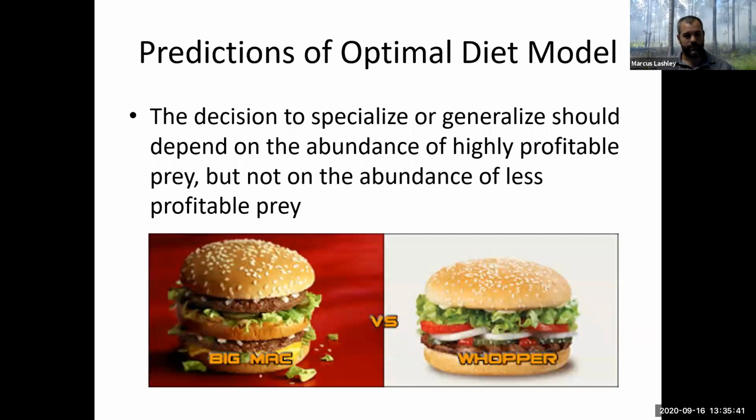The decision to specialize or generalize depends, again, on the abundance of that most profitable prey, not the abundance of the less profitable. And when I'm saying profitable here, I'm really talking about preference, like which one is the preferred prey, which is generally because it's most profitable.